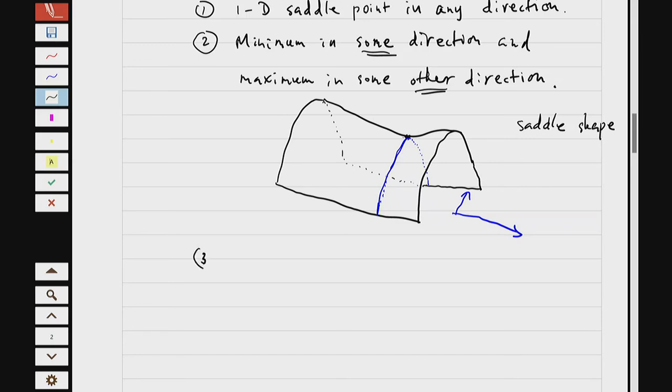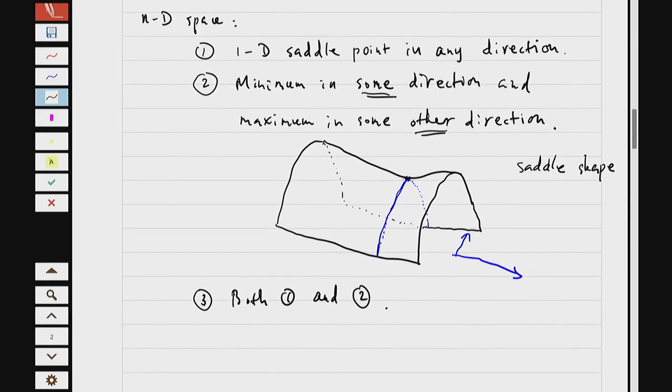Number 3 is a combination of 1 and 2, obviously, right? In some other dimensions, you have those kind of cubic, whatever shape. So really messy, right? So both 1 and 2. Right, so in n-dimensional space, these weird things can happen.